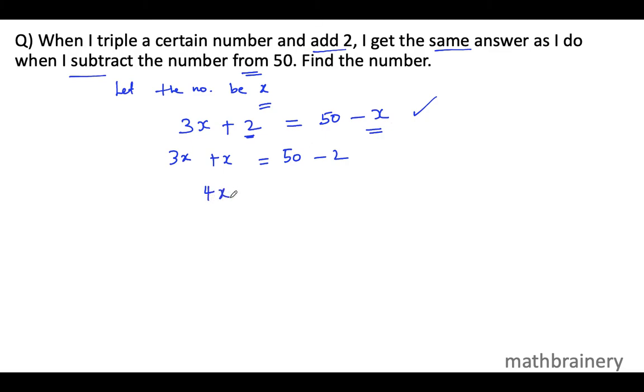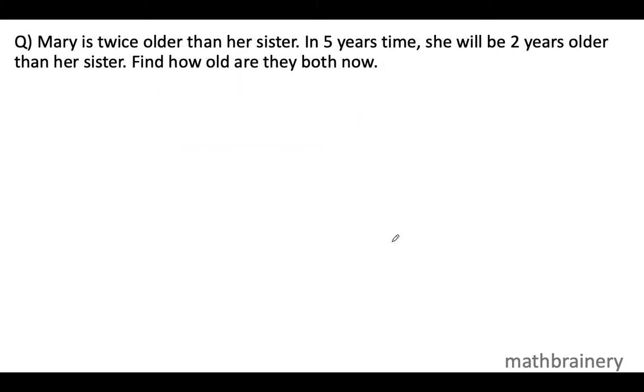3x plus x is 4x. 50 minus 2 is 48. So what is x? 48 divided by 4, which is 12. So the number is 12. Let's look at the next question.